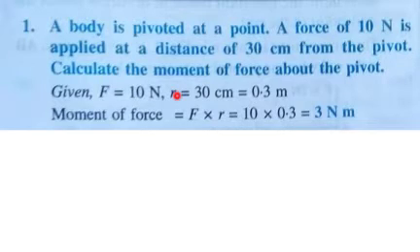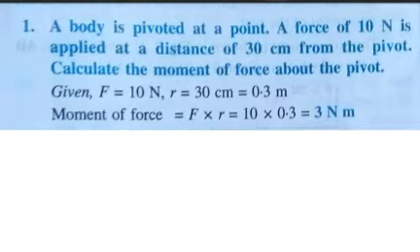Now first, a body is pivoted at a point, meaning a body is fixed at a point. A force of 10 Newton is applied at a distance of 30 centimeter. See, the body is pivoted at a point. This is the point where the body is pivoted. Just ignore the circle point. Here the body is pivoted and a force of 10 Newton is applied at a distance of 30 centimeters.